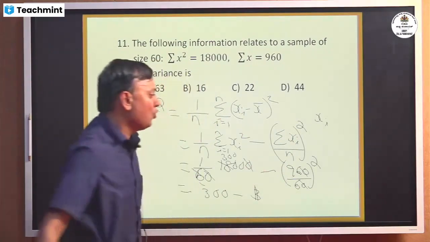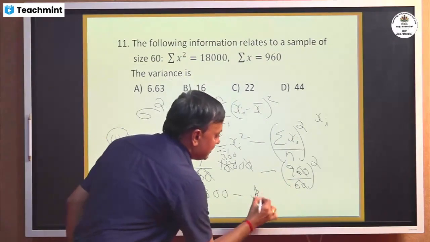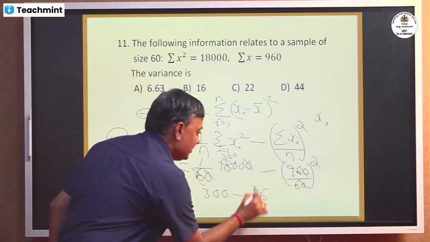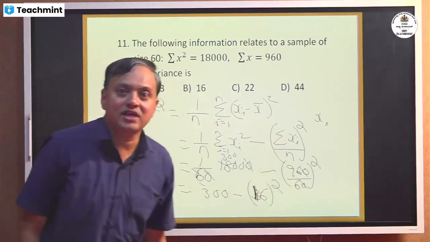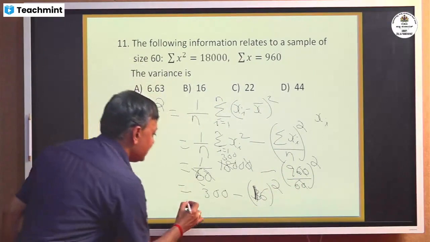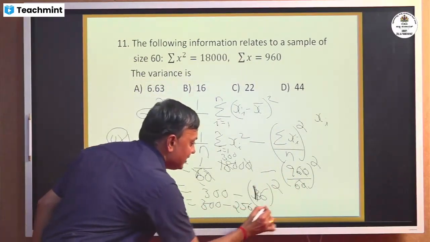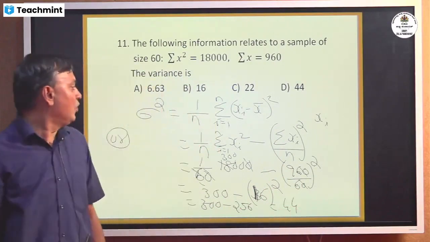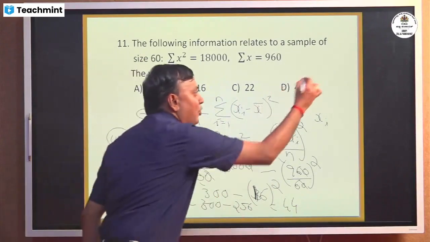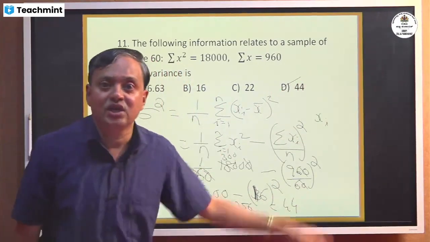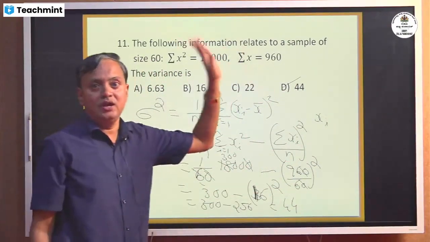So 96 by 6 is 16, whole square. Then this is equal to 300 minus 16 square, which is 256, so it is 44. This is sigma square. Sigma square means the variance is 44; the standard deviation is root 44, but here the variance is asked, that is 44.